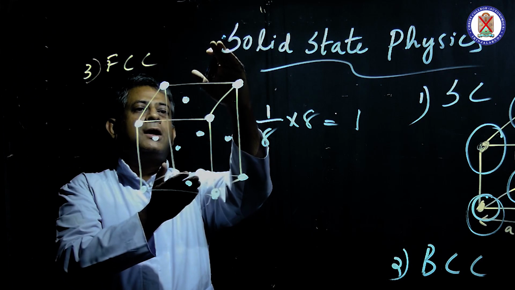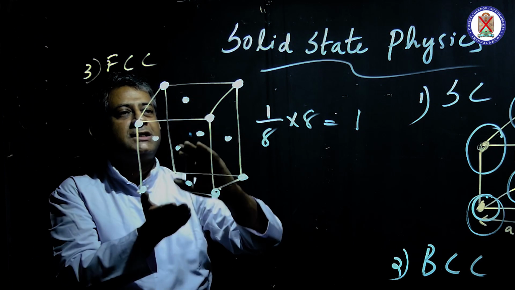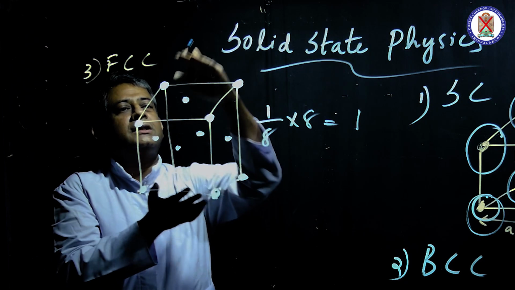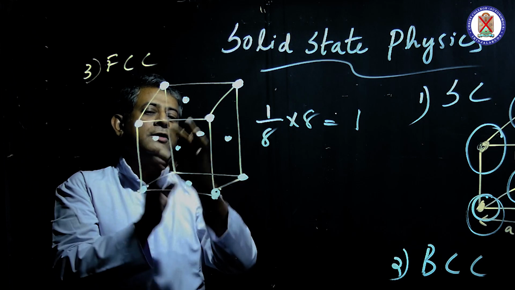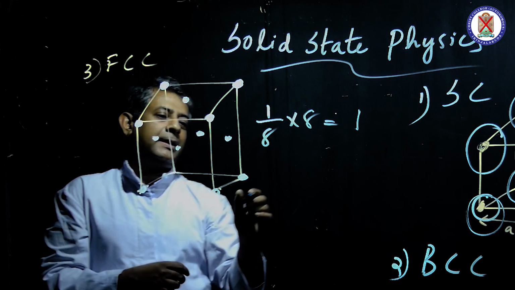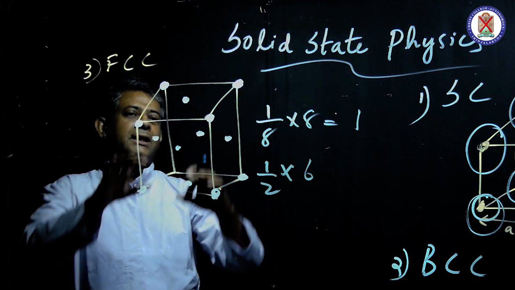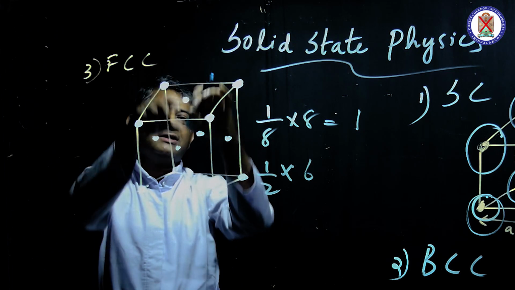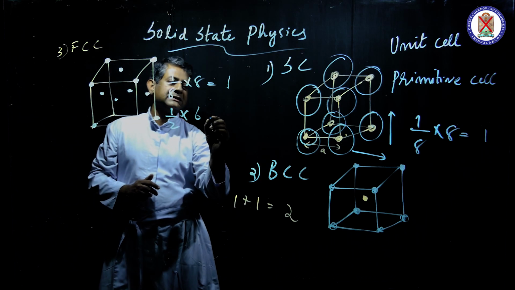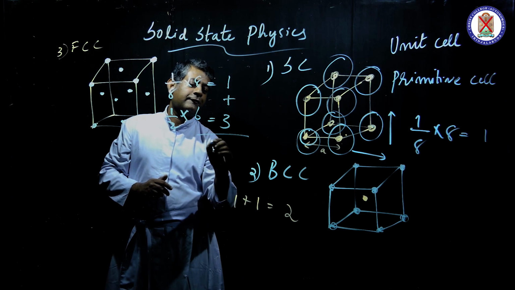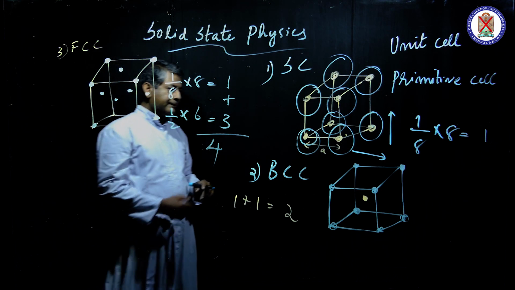In the same way, on the top, you can place another cube. So for this lattice point, half is shared by this cube and the other half will be shared by the other cube. So this will be half, half, half, half, half, half. How many of them are there? There are 6. So it will be half into 6. Half means the contribution inside this cube is half, and in the similar manner there are 6. So half into 6 is 3. You add them, and you have 4 lattice points inside this FCC structure.